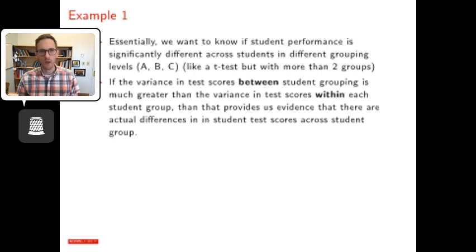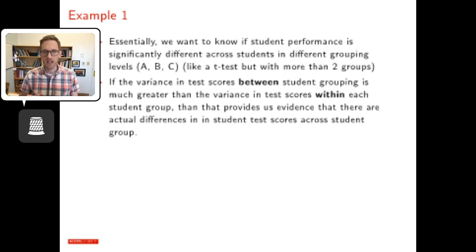So we'd like to do a t-test, but we have 3 groups, not 2, so we need to turn to an ANOVA. And the idea is to look at what the test is going to do. It's going to say, well, is the variance in test scores between student groupings a lot greater than the variance within student groupings? If so, that's going to provide evidence that there are actual differences between these groups.